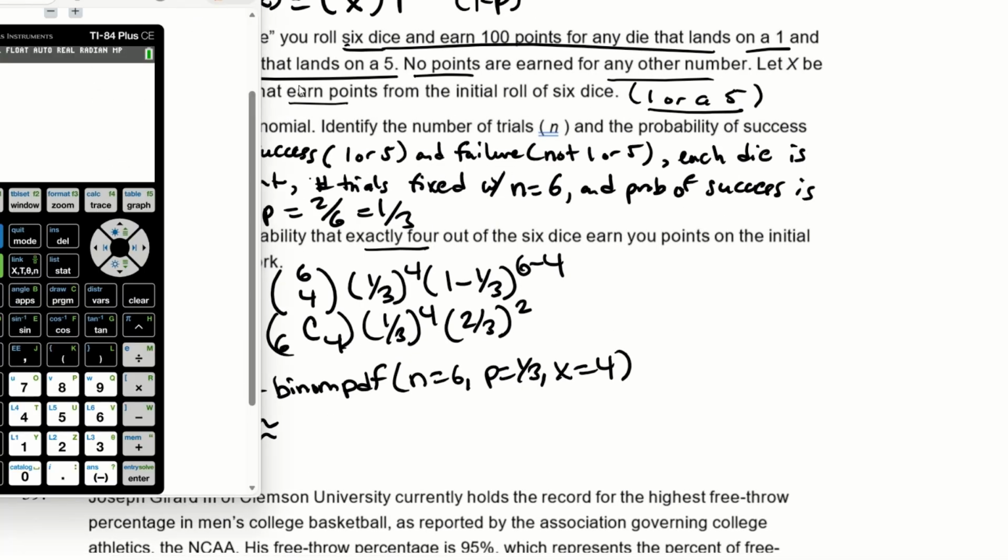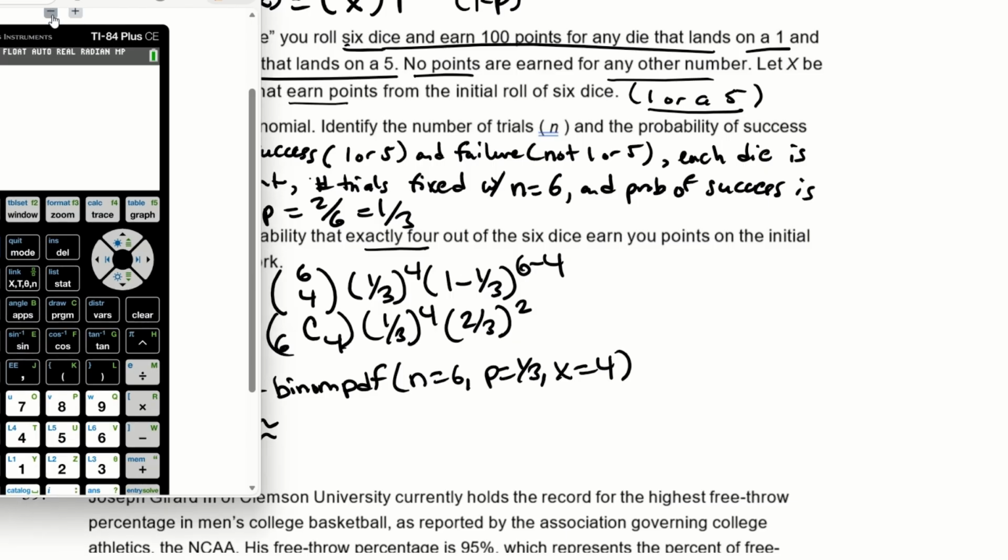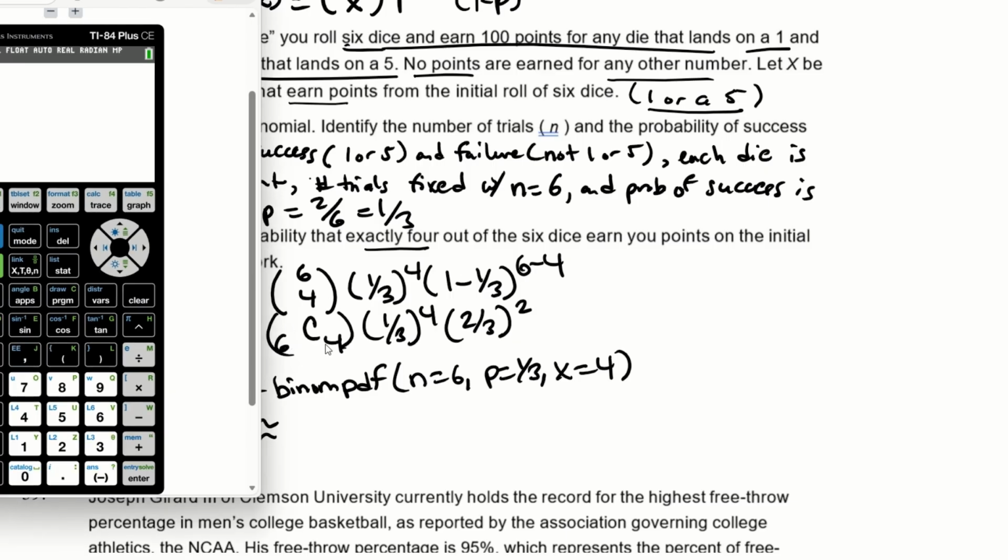Okay, right, here we go. So we're going to do the 6C4. We're going to do parentheses 6, and then the combination. To do the combination, we're going to do math, probability, and then there's the nCr option, so we're going to choose option 3. So 6C4, and then times 1/3, 1 divided by 3, raised to the 4th power, times 2/3 squared. Okay? And you got 0.08.